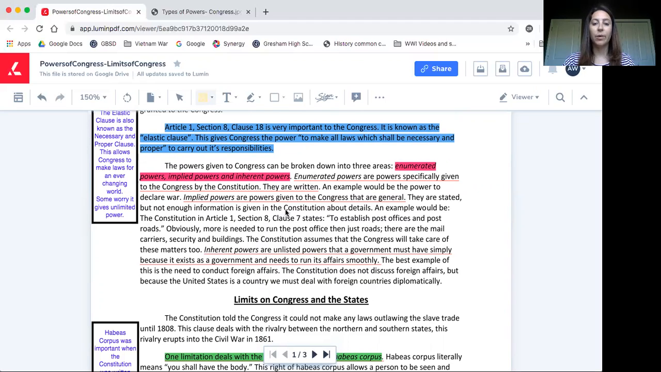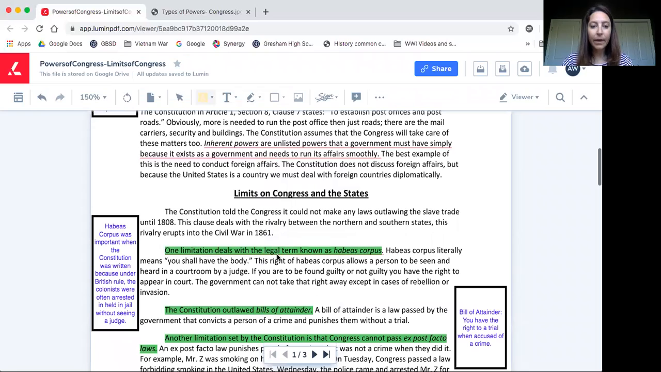There's not a lot of information about how to do the post office, or how to take care of the roads or things like that, but it's part of the Constitution. It's just not specific. And then inherent powers are just things that the government does that aren't necessarily listed, but they just need them. Inherent is kind of like, it's just there. It just has to happen. And so those are the 3 types of powers that the national government has, that Congress has.